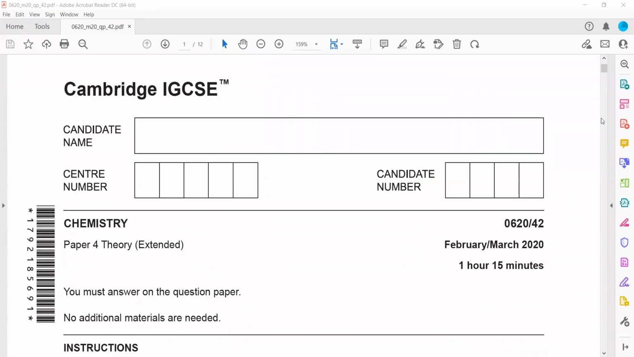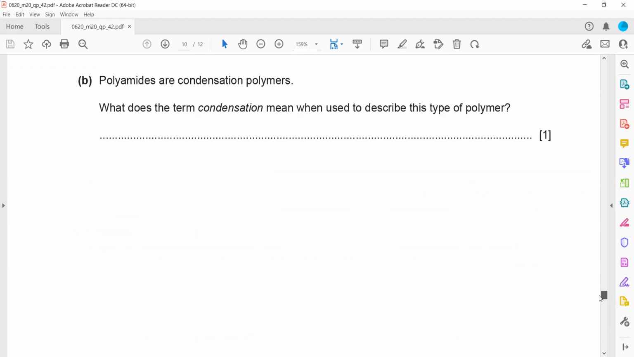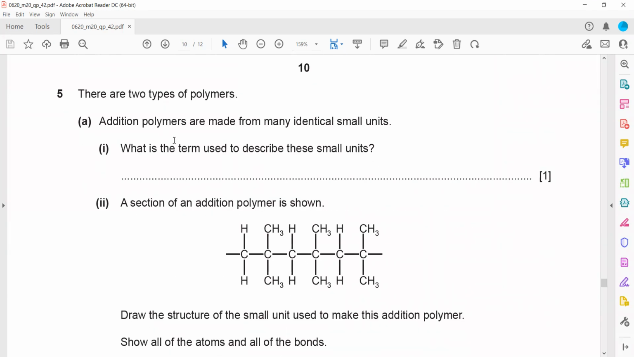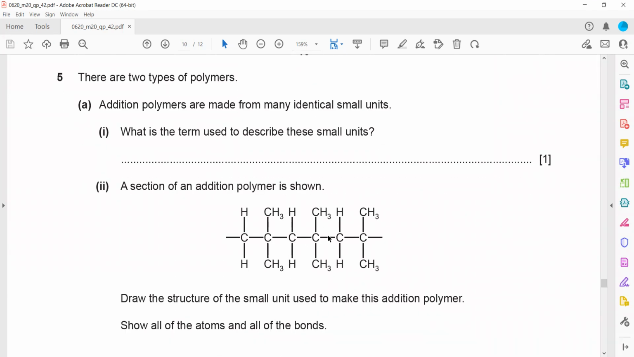This is the Feb March 2020 paper. In this session, I'll discuss the organic chemistry question, which is usually the last one. So in the first part, there are two types of polymers. Addition polymers are made from identical small units. What is the name used to describe the small unit? So what we call the small units, we call them monomers.